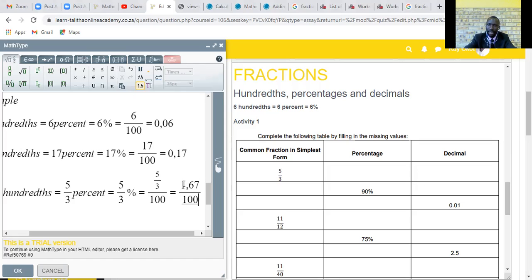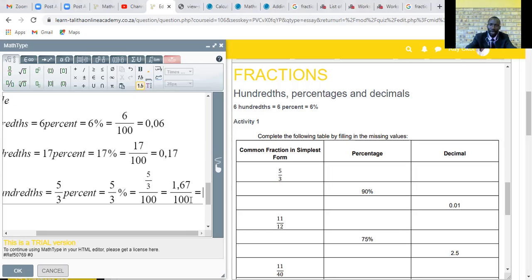So in decimal notation, what will that be? Well, in decimal notation, we want to find out what this would be. So under 100, we will be having these zeros coming this way. Or we could just use a calculator. So it will be 1.67 divided by 100.